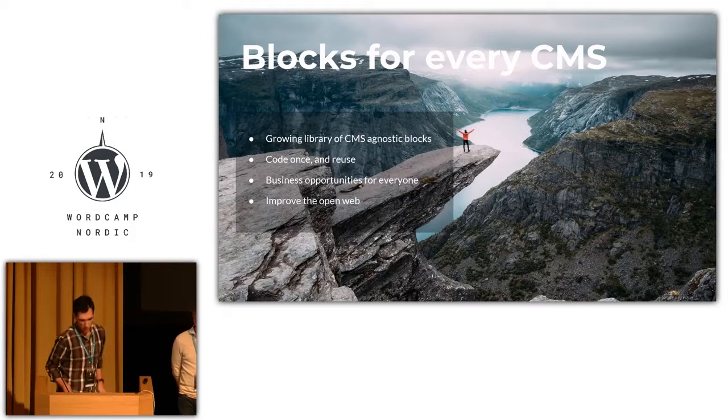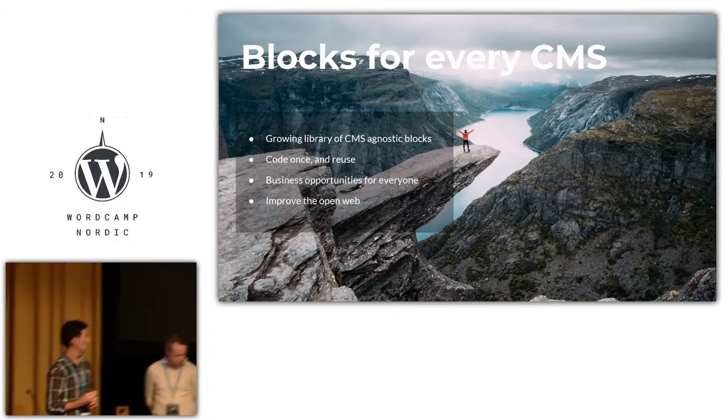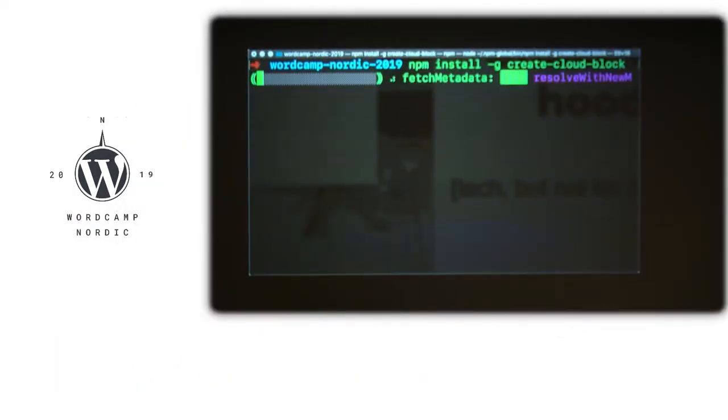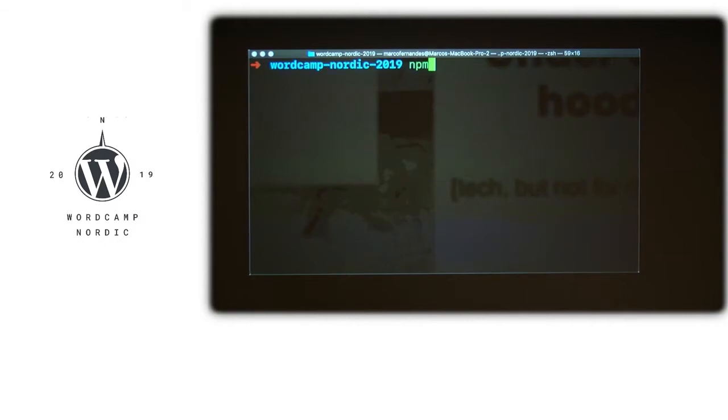So the easiest way to create a new cloud block and eventually publish it is to use the Create Cloud Block command line tool that we developed, and of course, it's open source. You need to have Node.js and NPM installed on your system, and to install it, you just need to execute that command: npm install with the global flag and create-cloud-block.